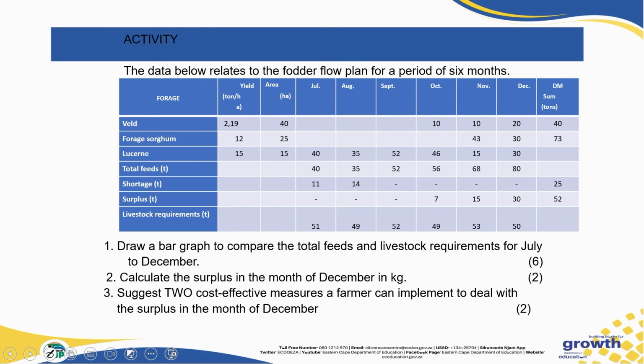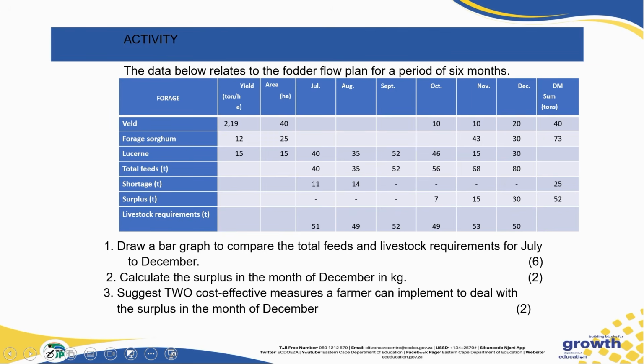The yield here in tons is 2,19. The area where the forage is planted is 40. You have to understand that by July, August, September, there is nothing in the field. But October, November, December, there is 10, 10, 20, and then the dry matter total is 40. When you add 10, 10, and 20, it gives you 40.